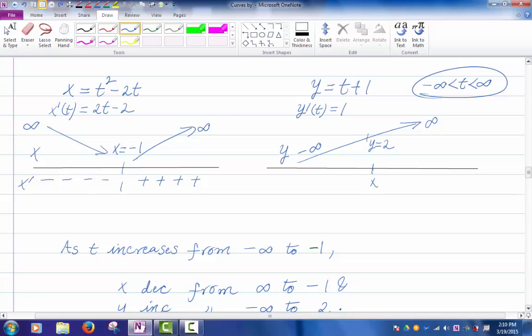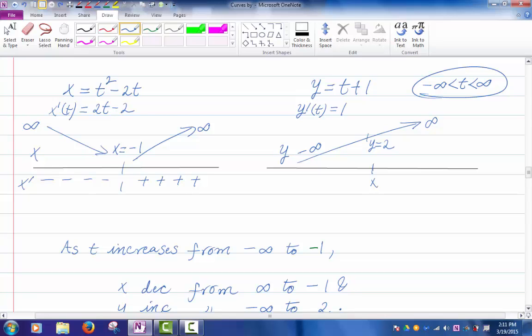Right? Well, we do the same thing for y, but y is actually easy. Y is t plus 1. As a function of t, y is linear, right? So it's just a line. If you look at the derivative of y, it's just 1. So you know that the derivative is always positive. It tells you that the function y is always increasing, right? Because the derivative is always positive.